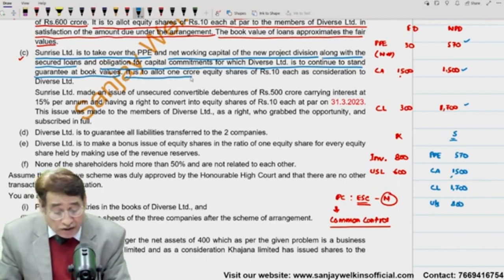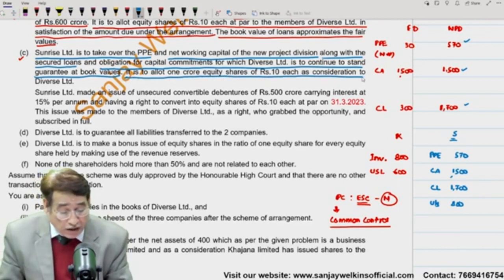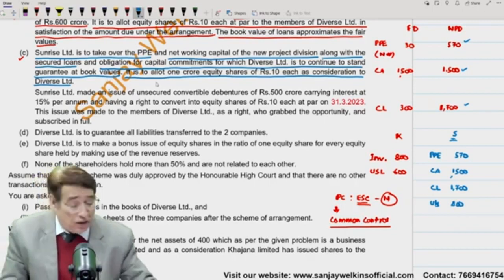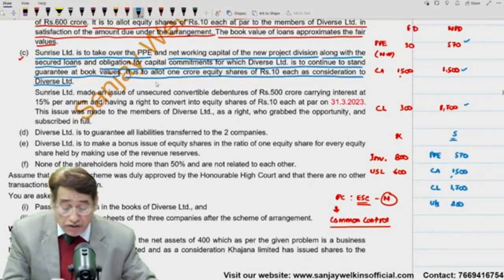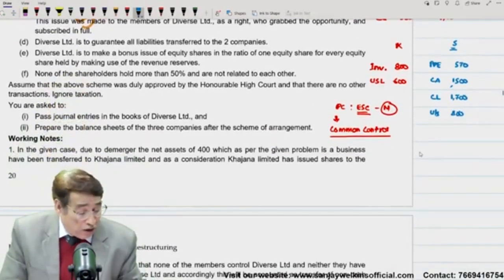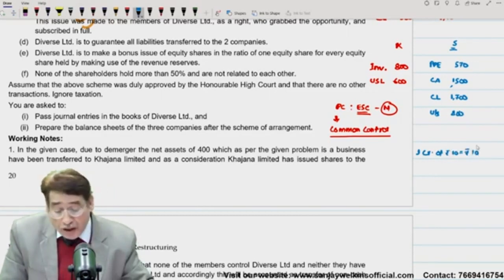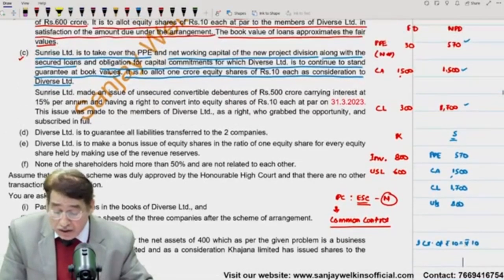Now, Sunrise Limited is to allot 1 crore equity shares of 10 each as consideration to Diverse Limited. In this particular question, it is given that Sunrise Limited is allotting 1 crore equity shares. So, 1 crore equity shares are being issued by Sunrise Limited, of rupees 10 each. So, we may say that purchase consideration is equal to 10 crores. Correct? And it is given that this issue is to Diverse Limited.